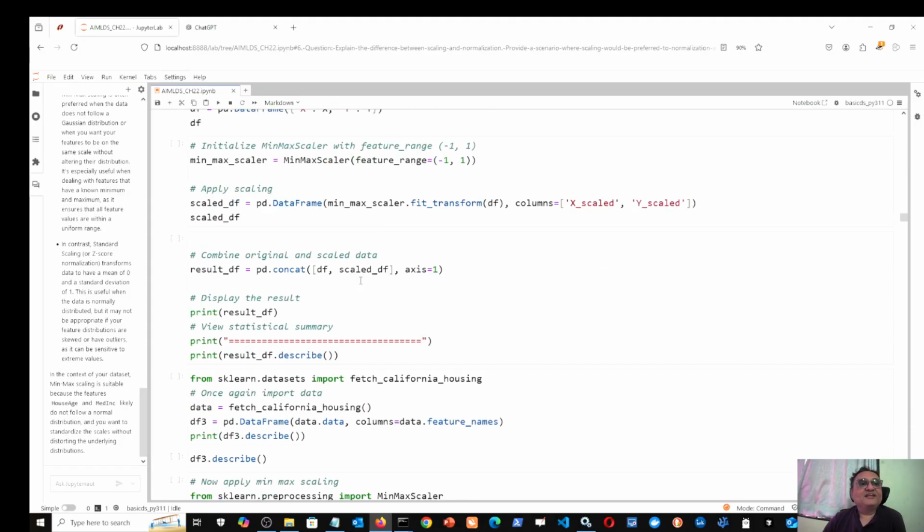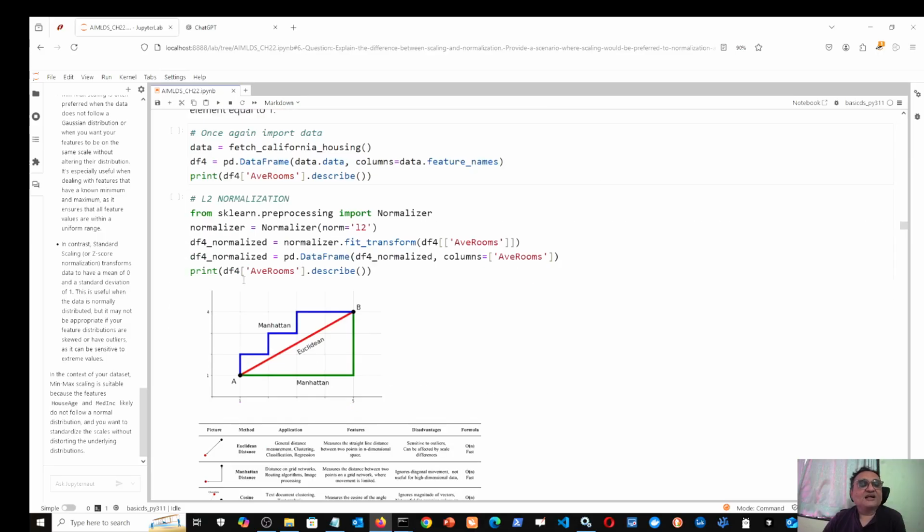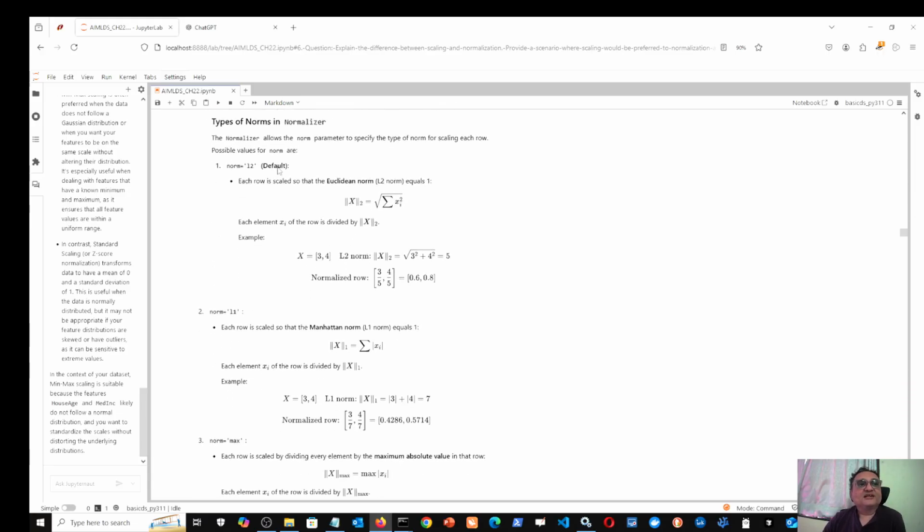But in normalization, the values which are used for normalization are calculated over rows and not over columns. So the general formula for normalization is this: xi divided by the norm of x, where that norm of big X is called the norm. And the norms are of three types. One is this L2 norm, at that time the Euclidean value of the observation is taken.